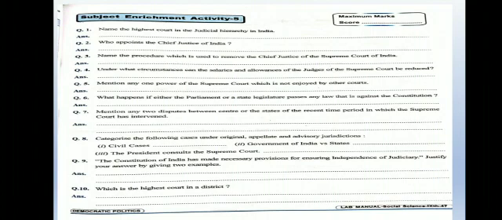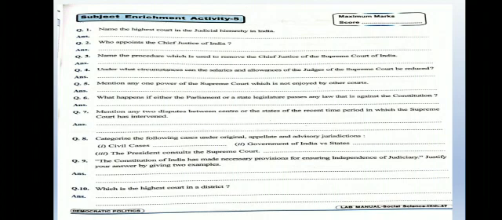Question number 6 is: what happens if either the Parliament or a state legislature passes any law that is against the Constitution? Then question number 7: mention any two disputes between the Centre and the states in the recent time period in which the Supreme Court has intervened.